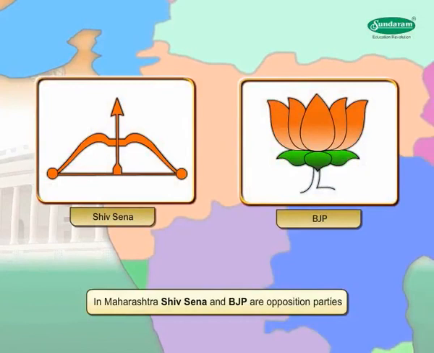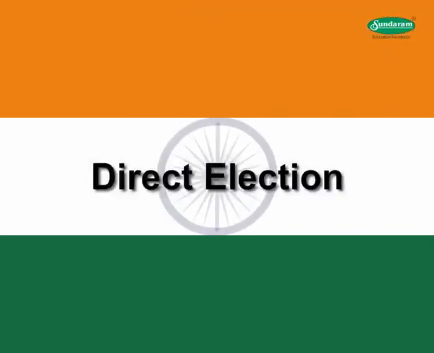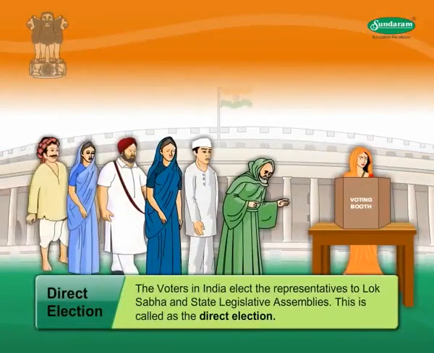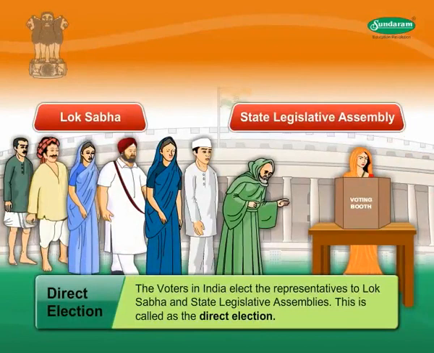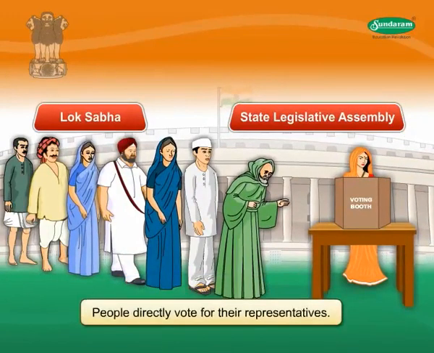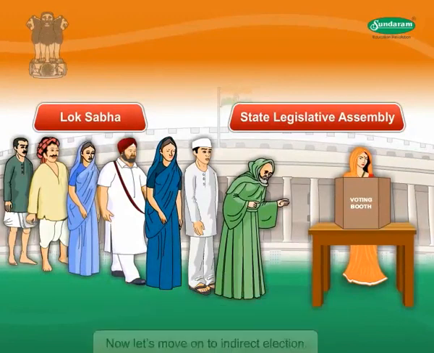Now that we have understood the basic concepts related to the electoral process, let's explore the complex concepts of direct and indirect elections. Direct elections. The voters in India elect the representatives to Lok Sabha and state legislative assemblies. This is called as the direct election. People directly vote for their representatives.